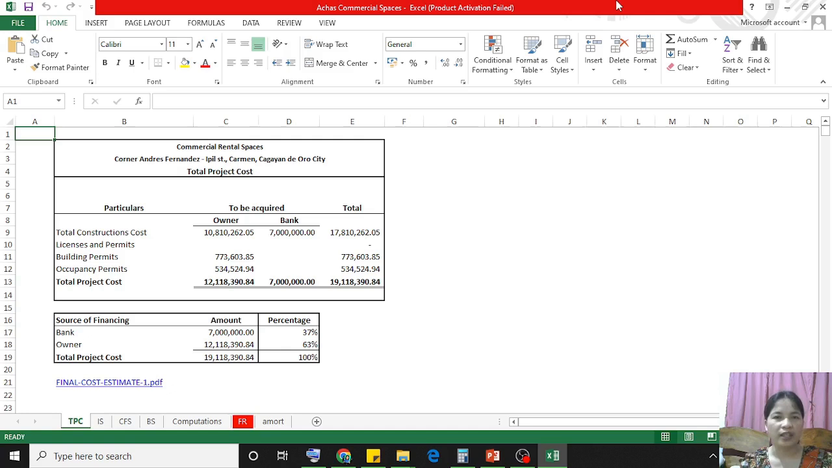This Excel file contains the financial information of the project and how they relate to financial decision-making in engineering management. So the first sheet contains the total project cost. As you can see, it is labeled as TPC. So TPC means total project cost.